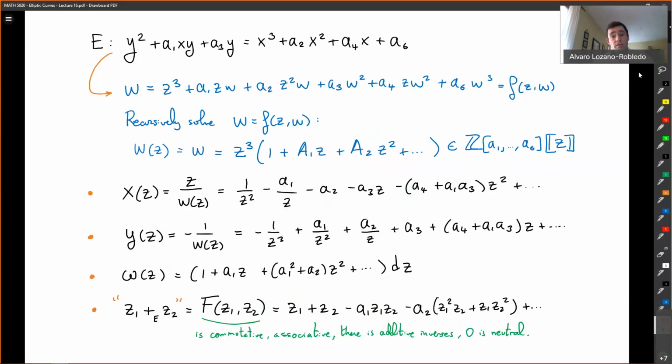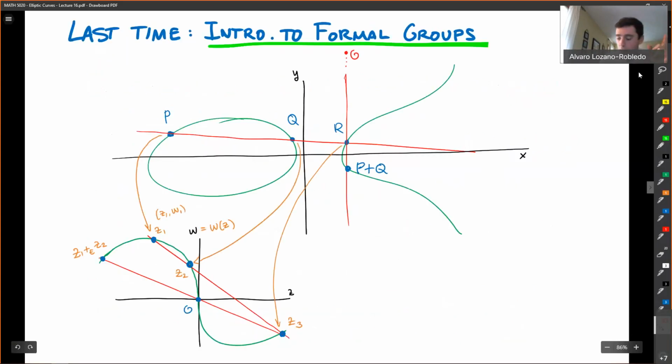And what we said is that this formal addition as a power series actually comes from the addition on the elliptic curve. So it inherits the nice properties from that addition. It's commutative, it's associative, there are additive inverses, and 0 is the neutral element here. Because remember that our change of variables switched so that O corresponds to the value z equals 0, right?